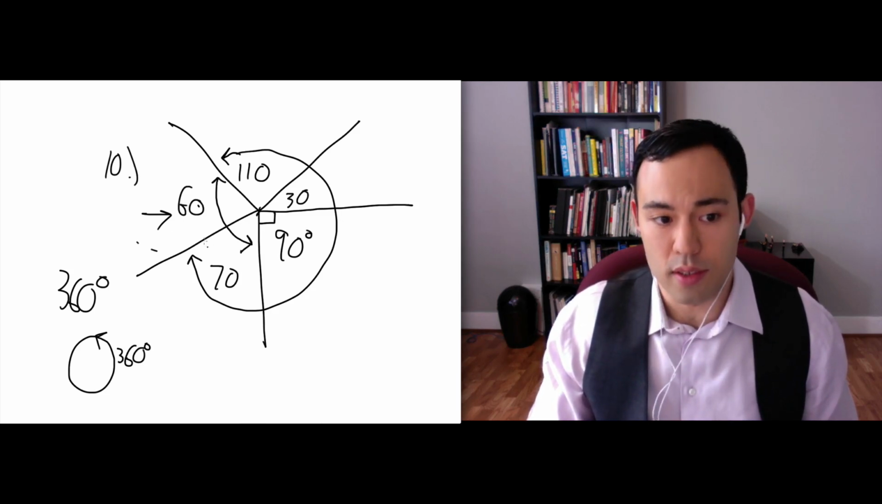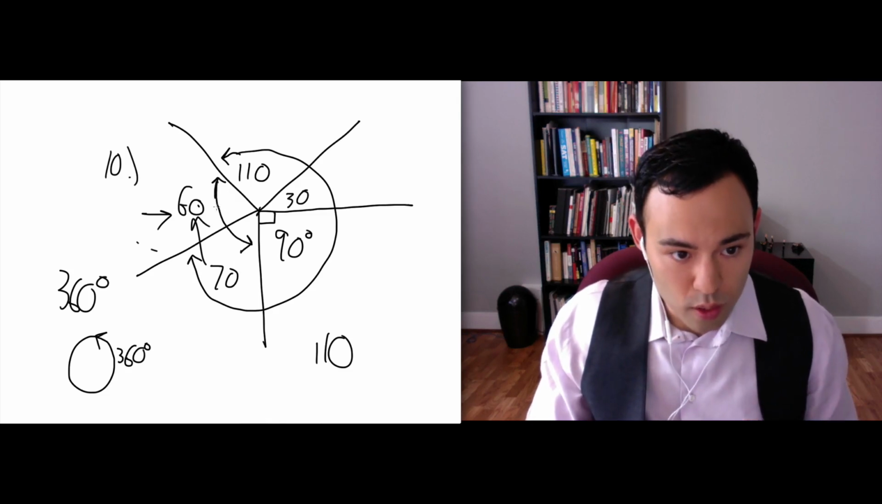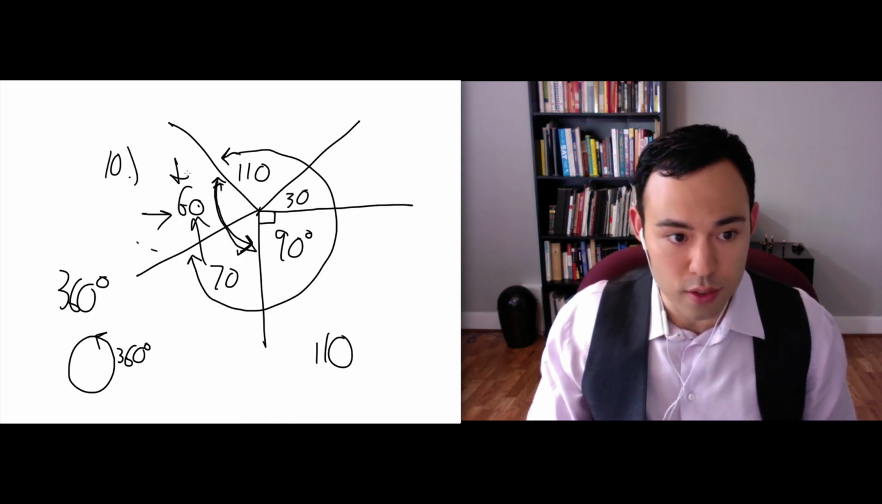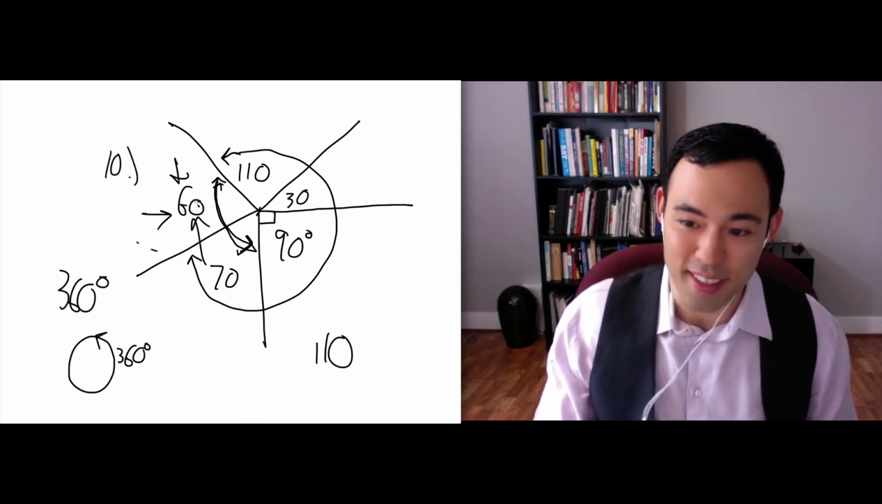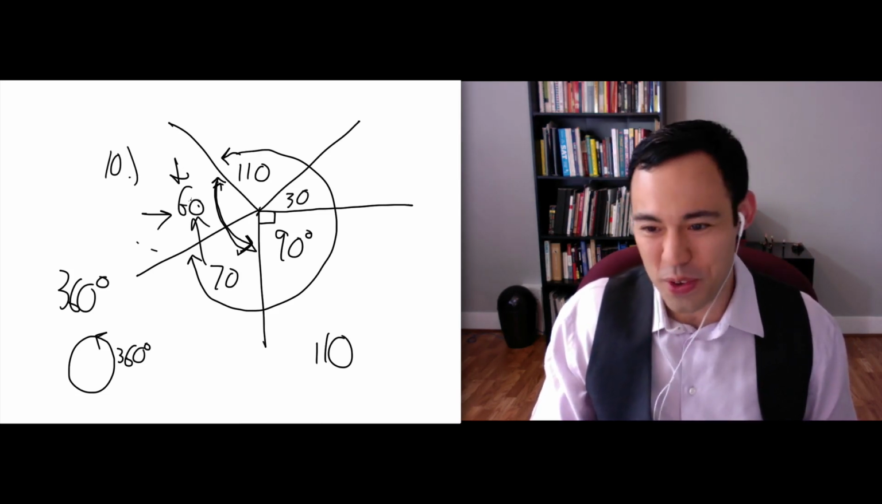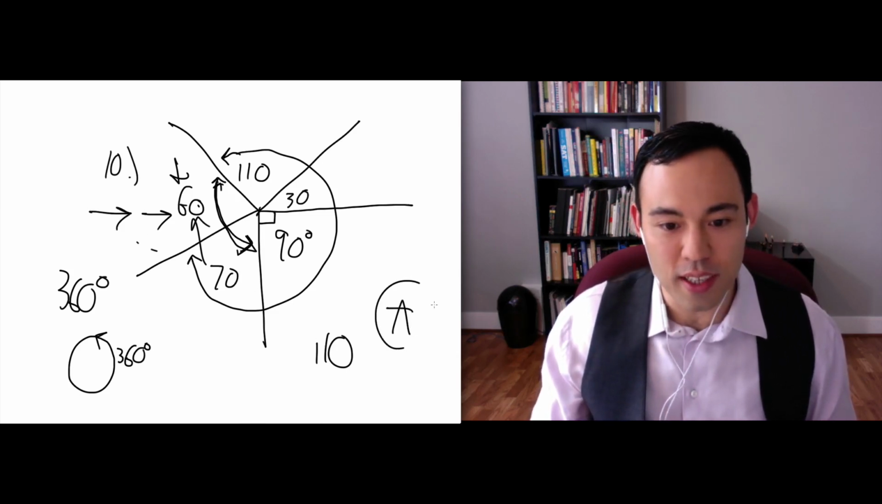And here we have 60. 70 plus 60 is 110. Don't forget, you want this whole angle, not just the 60. I'm almost certain they didn't make 60 one of the answer choices. Okay, that's nice. They weren't going to trip you up if you solved just for that. So 110 is answer choice A.